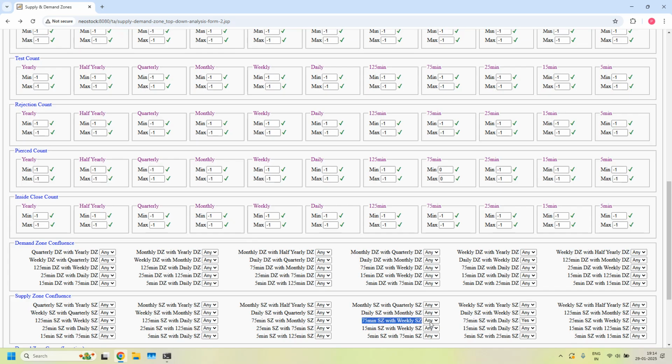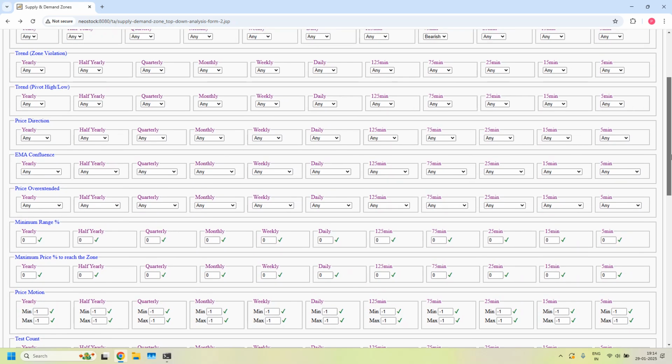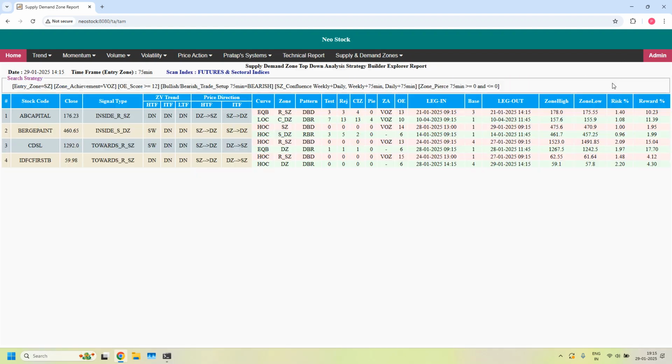Second filter is 75 minute supply zone with weekly supply zone confluence. Third filter is daily supply zone with weekly supply zone confluence. We enabled all the 3 filters, LTF, ITF, HTF, supply zone confluence. We got 4 stocks. That means in these 4 stocks, these 75 minute supply zones are part of the daily supply zone, both together again part of the weekly supply zone. And the weekly trend is down in 2 stocks, first one and fourth one.